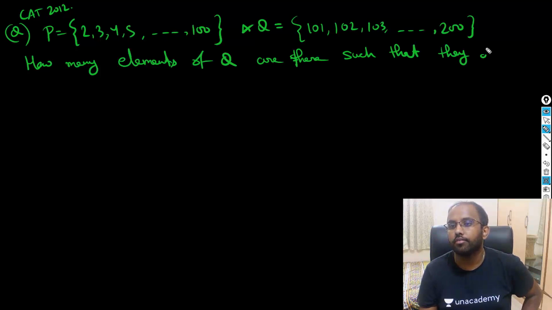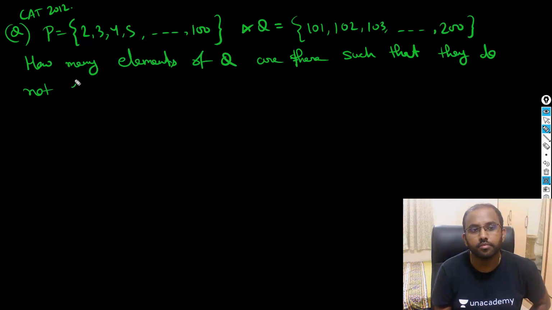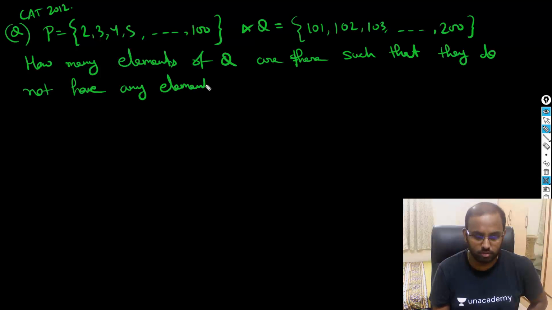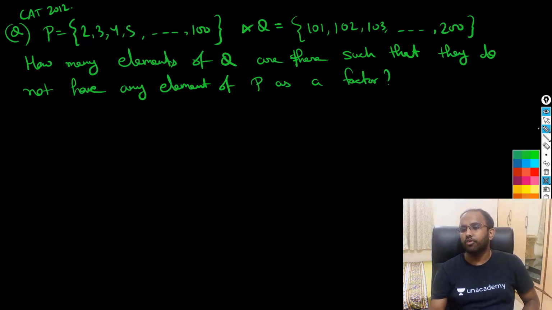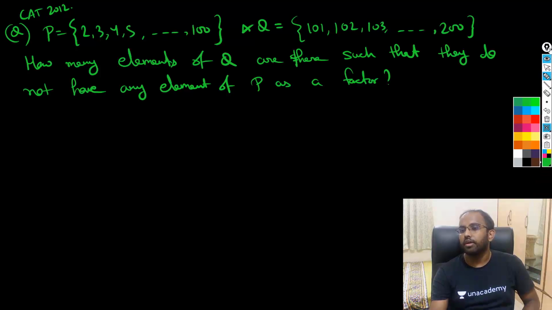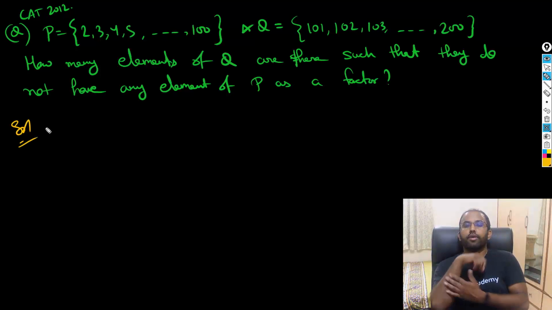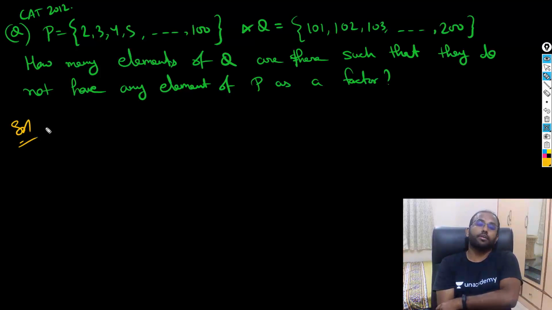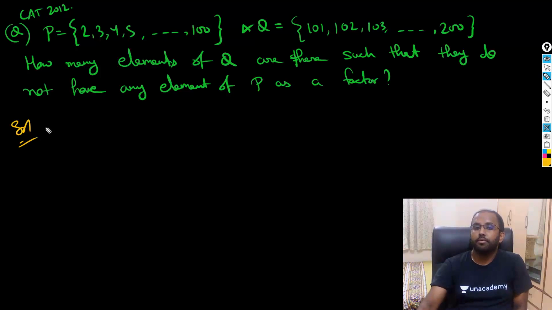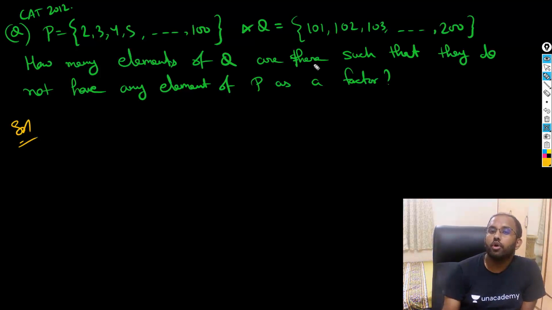They do not have any element of P as a factor, right? So you can just think over this question for 2 minutes, guys, and you'll get the answer actually. Okay, it is more of a common sense question here, that P is equal to 2, 3, 4, 5 till 100 and Q is 101 to 200, right? How many elements of Q are there such that they do not have any element of P as a factor? Basically, elements of Q should not have any element of P as a factor.